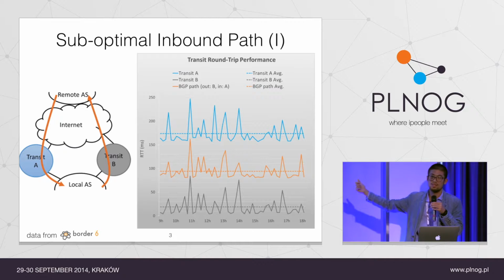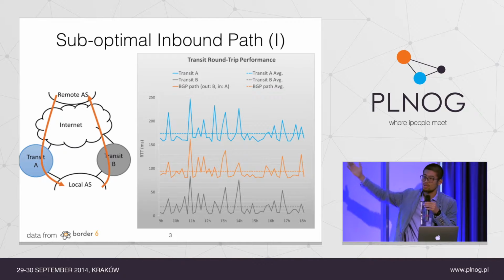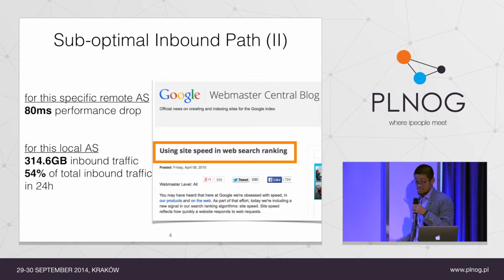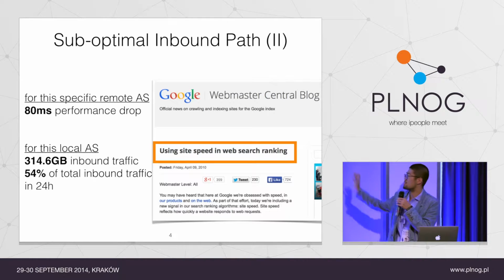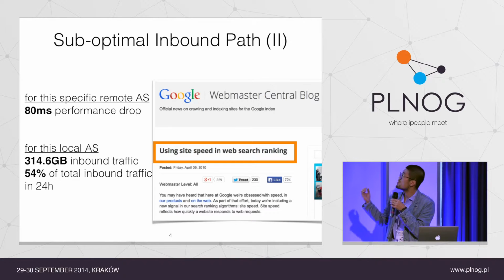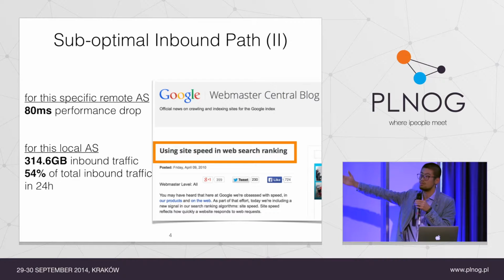What does all that mean to this specific remote AS that we are talking about? In detail, it means 80 milliseconds of performance drop. Just imagine if the local AS that we are observing is a kind of service provider and the remote AS in trouble is an eyeball, and the site speed is taken into consideration when we rank the page. Quite catastrophic, I would say. And for the entire local AS that we are talking about, this kind of suboptimal incoming path problem represents 314 gigabytes of incoming traffic alone. That is more than half of the total incoming traffic.